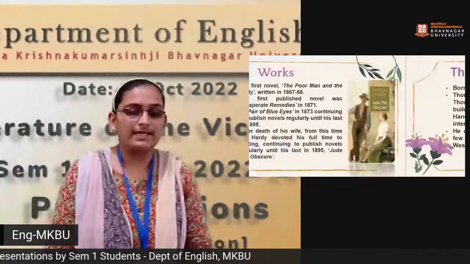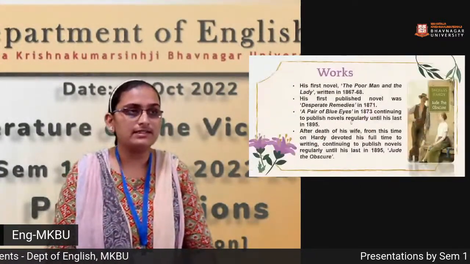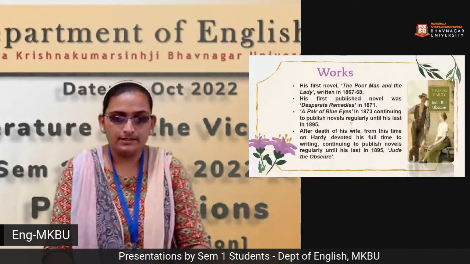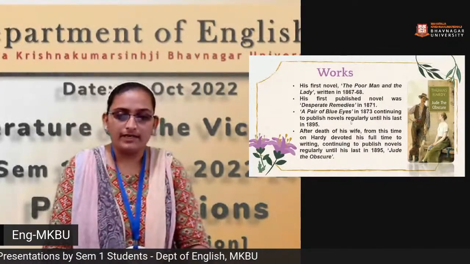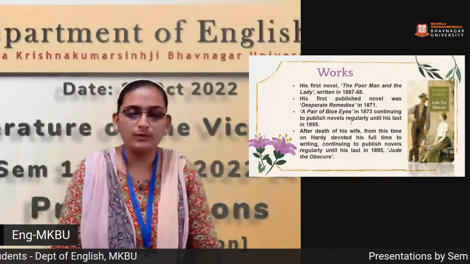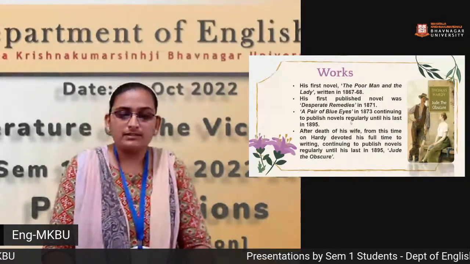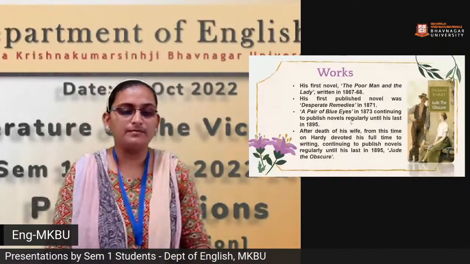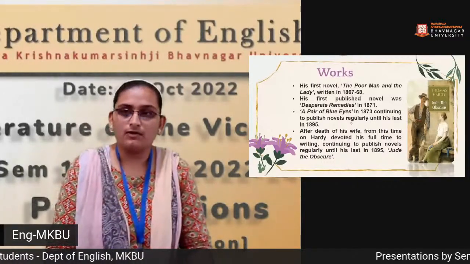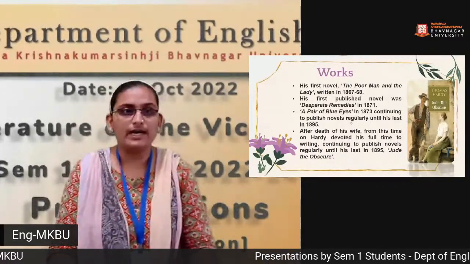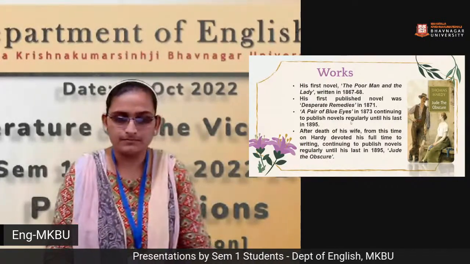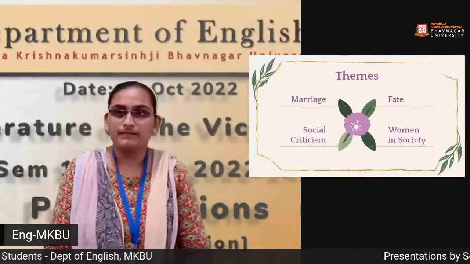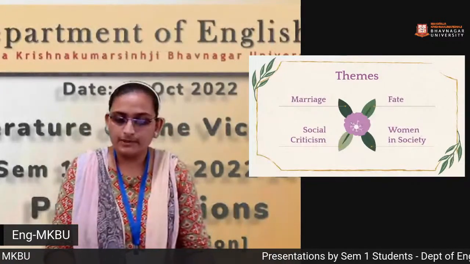His works include The Poor Man and the Lady, written in 1867 or 1868. His first published novel was Desperate Remedies in 1871, and another of his works was A Pair of Blue Eyes in 1873. After the death of his wife, from this time on Hardy devoted all his time to writing and continued to publish novels regularly until his last in 1895, Jude the Obscure. Here I am dealing with themes like marriage, fate, social criticism, and women in society.